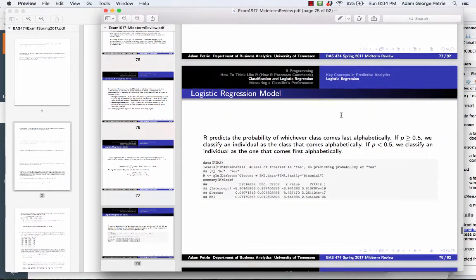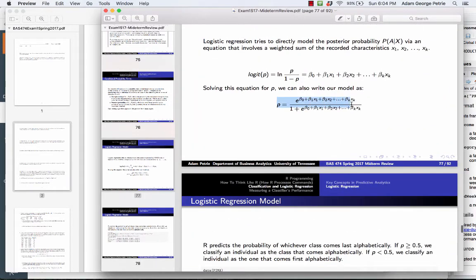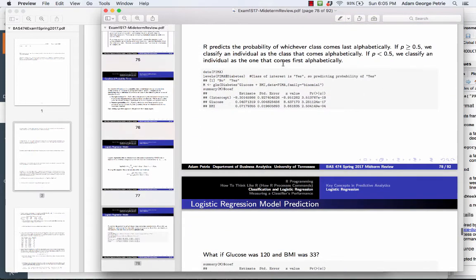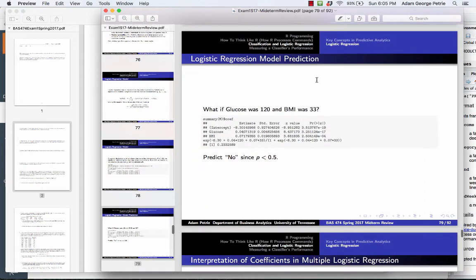All right, so we talked about logistic regression, what you need to know about it. Well, be prepared to plug in values into the logistic regression equation. Know how to read our output, essentially. Know that R is predicting the probability of whichever class comes last alphabetically.